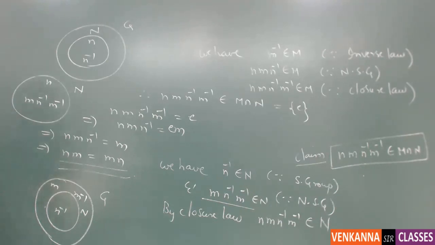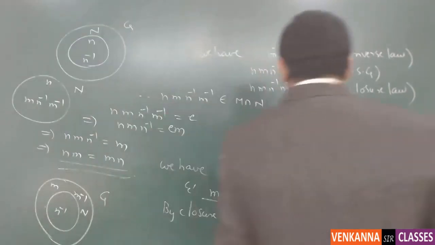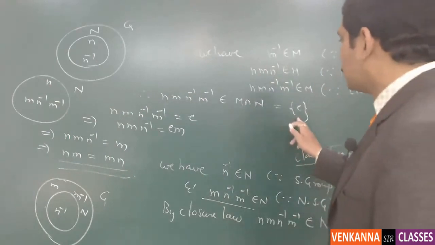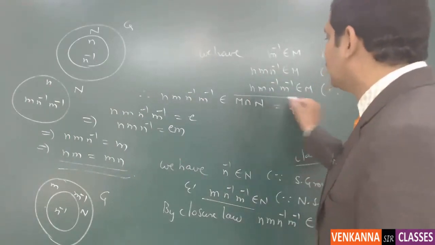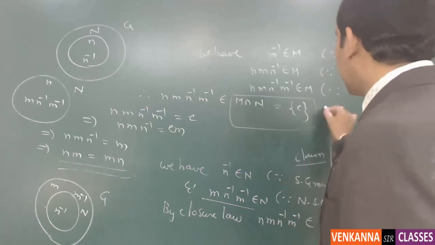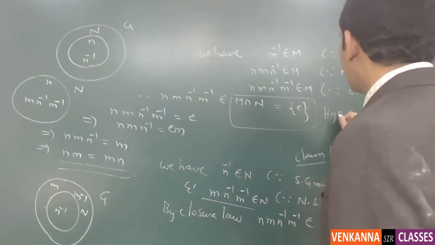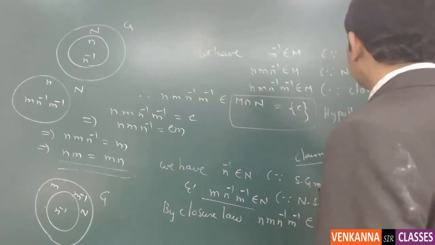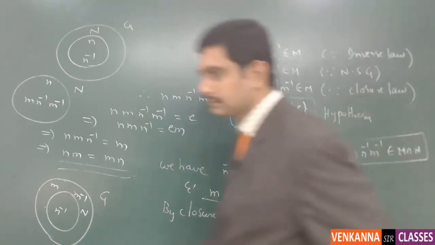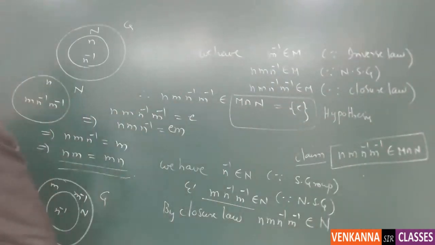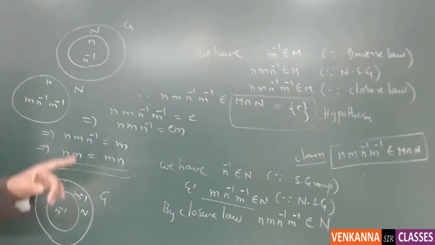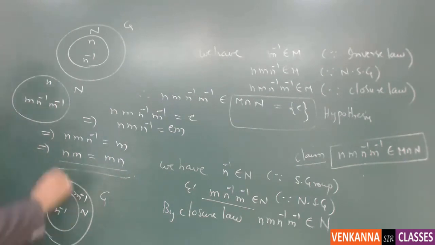No. Please understand that intersection is equal to identity is already given in the problem. This is the hypothesis of the problem. Have you noted that? So the actual claim of the problem is nothing but showing nm is equal to mn.